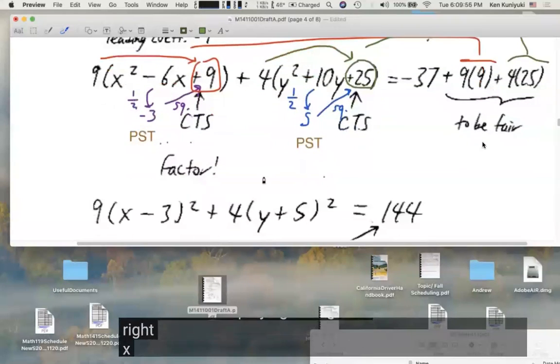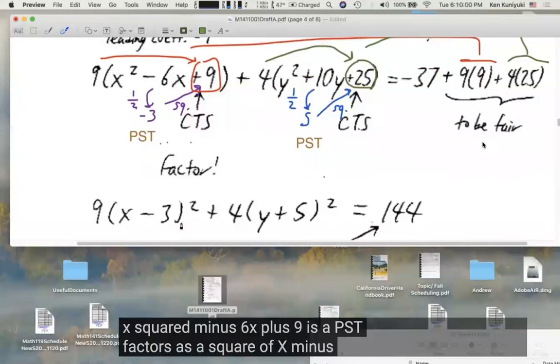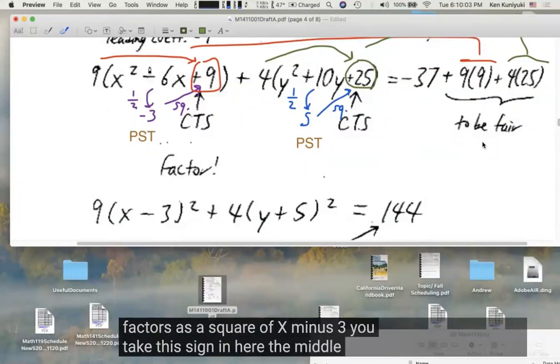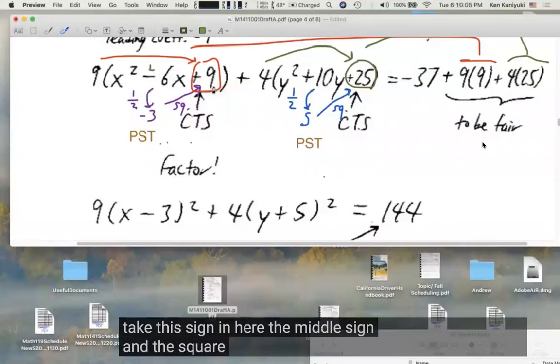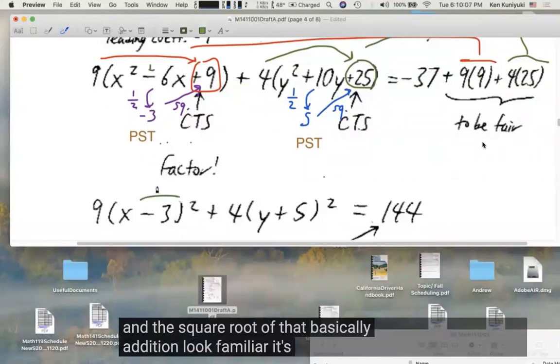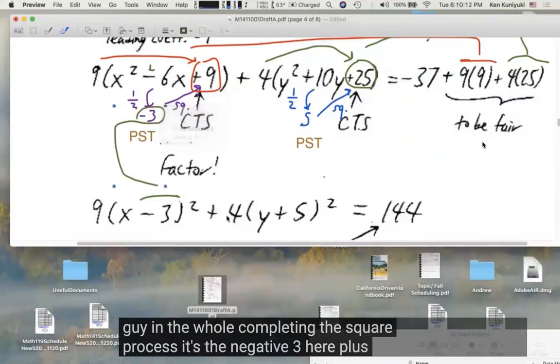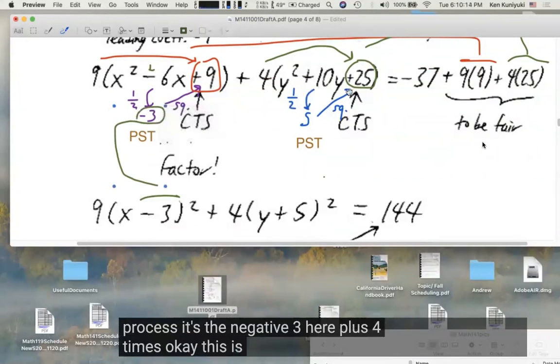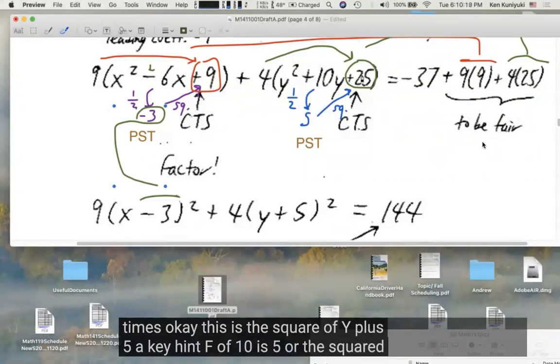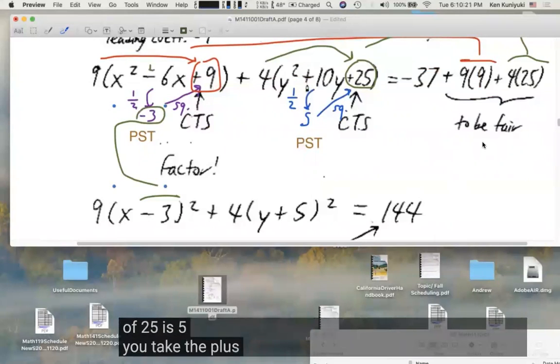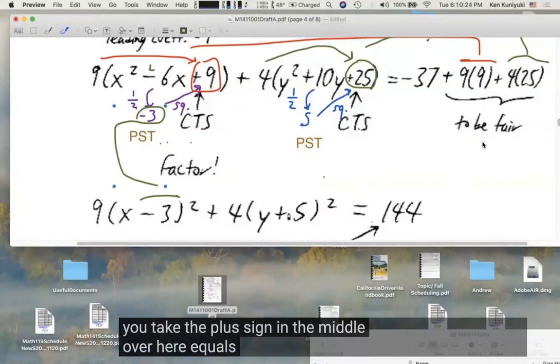All right. X squared minus 6x plus 9 is a PST, factors as a square of x minus 3. You take the middle sign and the square root of that. Basically, this should look familiar. It's the middle guy in the whole completing the square process. It's the negative 3 here. Plus 4 times, okay, this is the square of y plus 5. A key hint, half of 10 is 5, or the square root of 25 is 5. You take the plus sign in the middle over here. Equals negative 37 plus 81 plus 100 is 144.